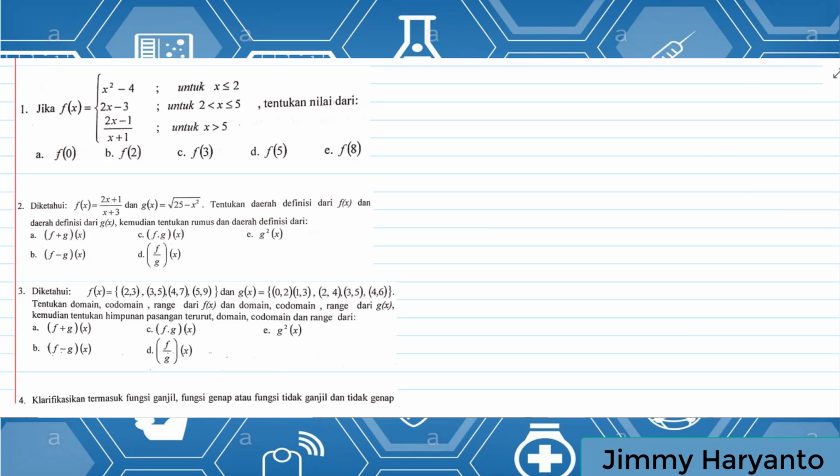Okay guys, this is the solution of your homework. Number 1, if f(x) equals x squared minus 4 for x less than 2, and so on, find the value of f(0). Number 1a, you have to find the value of f(0). So f(0) means you have to change the value of x into 0.